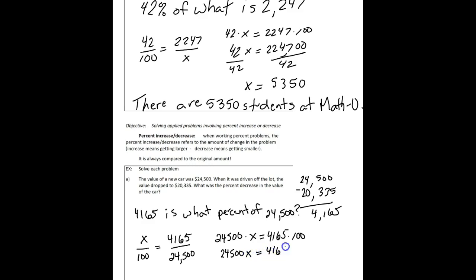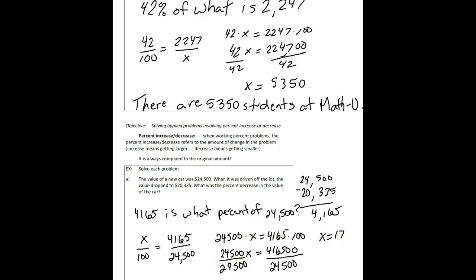And then we're going to solve this by dividing. You get the idea. And so when we divide, what we're going to see is the value that we have for percent: we get x equals 17.